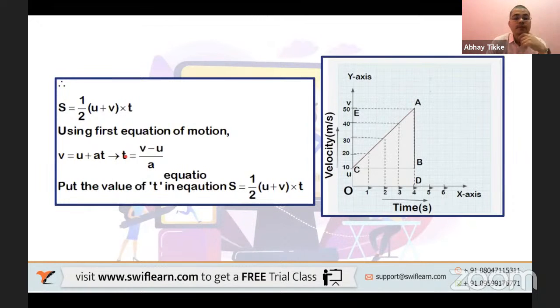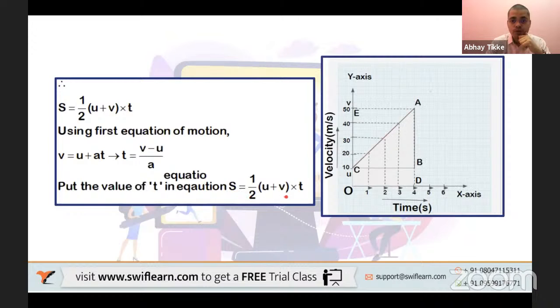उससे क्या मिलता है हमें? T का इक्वेशन मिलेगा. देखो T क्या आएगा इधर से? V is equal to U plus AT, right? So T क्या आएगा यहाँ से? T is equal to V minus U divided by A, so simple, right? So T equal to V minus U divided by A, put that value here, right? So what do you get?